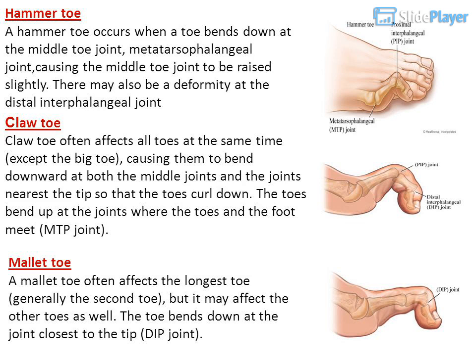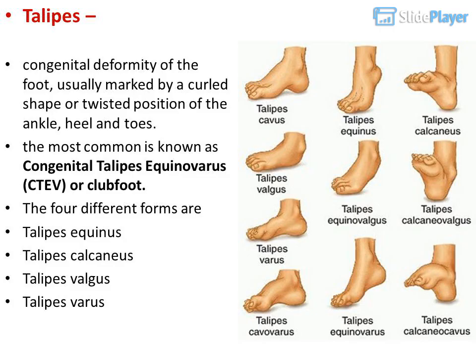Mallet toe. A mallet toe often affects the longest toe, generally the second toe, but it may affect the other toes as well. The toe bends down at the joint closest to the tip, the DIP joint. Talipes: congenital deformity of the foot, usually marked by a curled shape or twisted position of the ankle, heel and toes. The most common is known as congenital talipes equinovarus, CTEV, or clubfoot. The 4 different forms are talipes equinus, talipes calcaneus, talipes valgus, talipes varus.